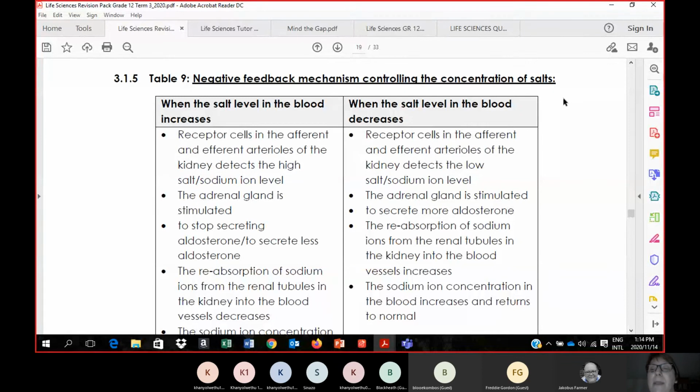All right. So sometimes people have food poisoning, or they're ill and they get diarrhea and so on, and they lose a lot of salts. That becomes very, very dangerous. So your body has to somehow, by means of a negative feedback mechanism, reabsorb or keep as much salt in the body as possible. So let's say that the salt level decreases for some reason. Again, this is picked up by receptor cells in the kidneys. They're sensitive. They detect the low salt or sodium ion concentration.